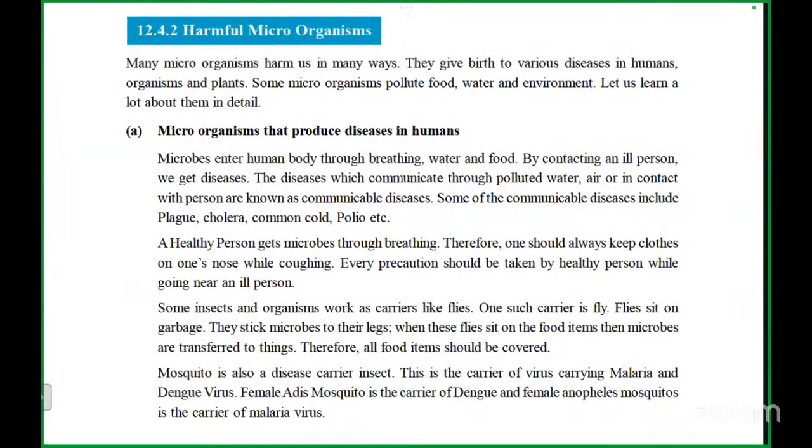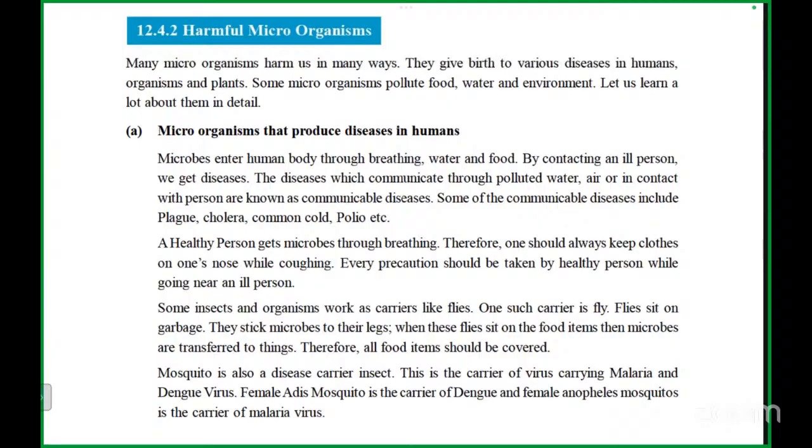Harmful microorganisms, okay? The enemy microorganisms. Now, many microorganisms harm us in many ways. They give birth to various diseases in humans, organisms, and plants. Some microorganisms pollute food, water, and environment. We'll learn about them in detail during the videos.